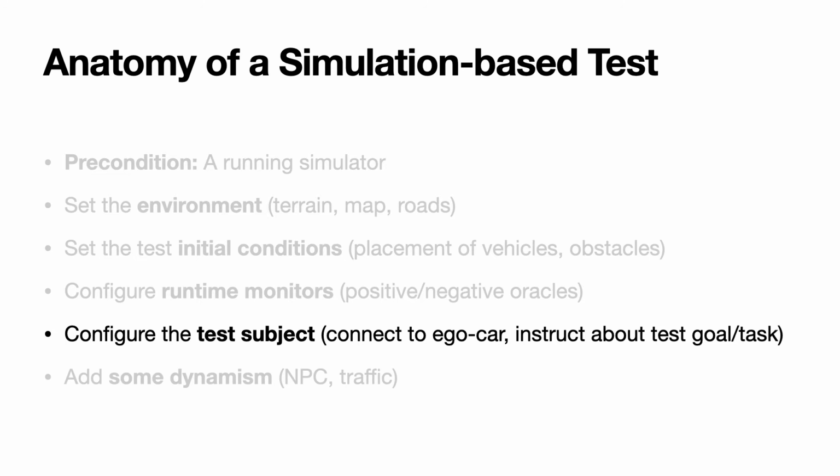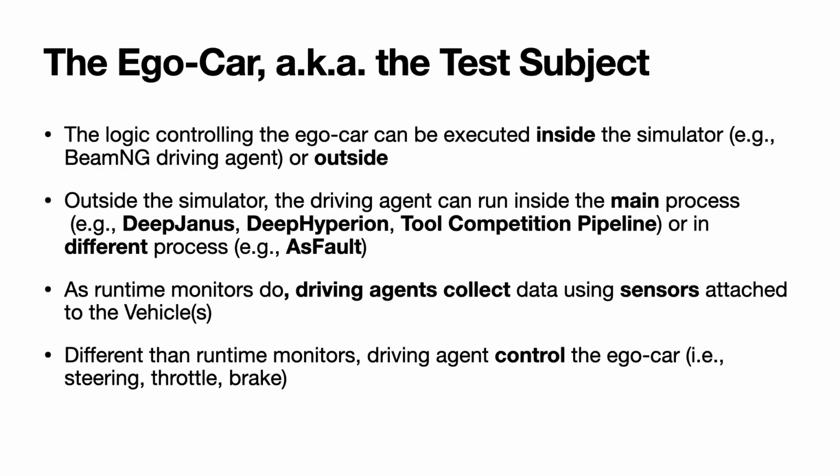So now we know how to read data using sensors and define oracles. What about test subjects? So we need to connect to the ego car, and instruct it about the test goal and so on. So the ego car is our test subject. Actually, the logic that controls the ego car is our test subject. And this can take several forms.